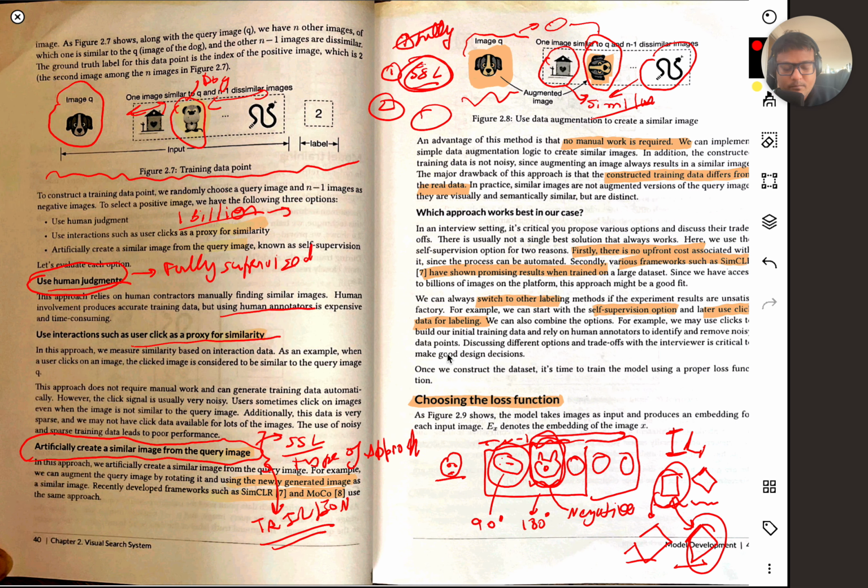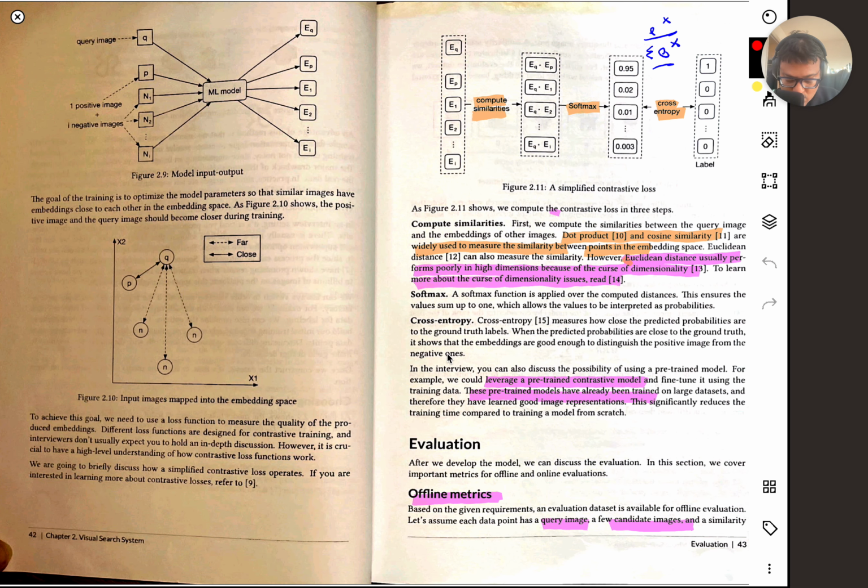Okay, now the key question is: what is the loss function which you will use to train such a network? You can imagine that, for example, let's say you have one query image.